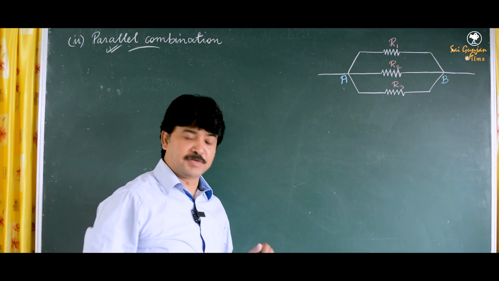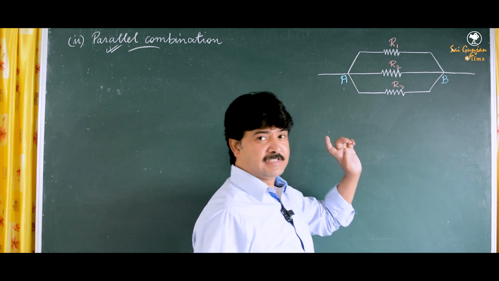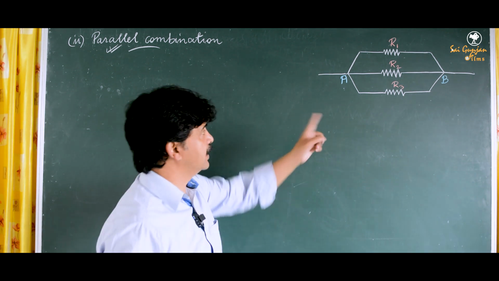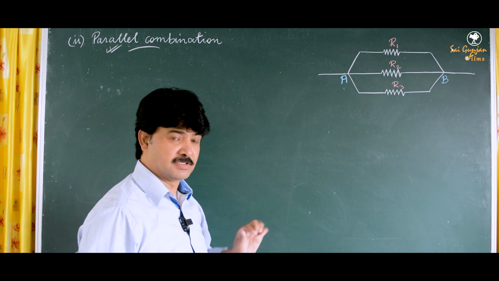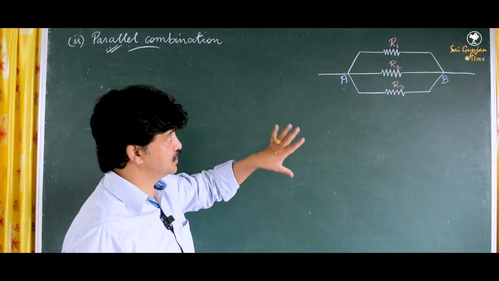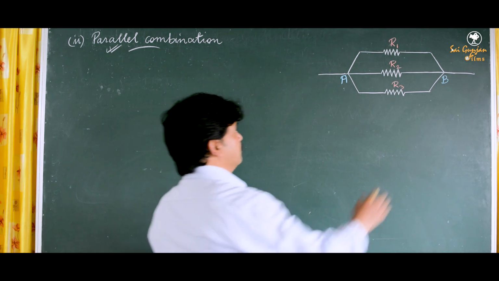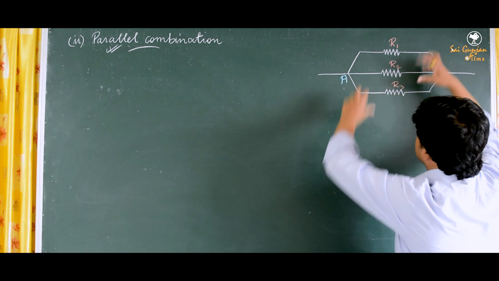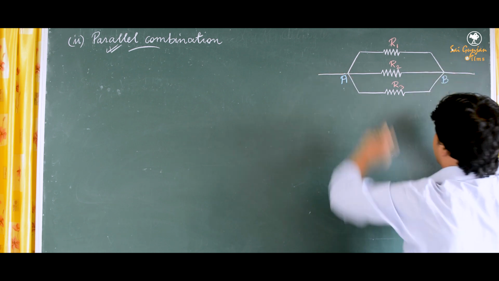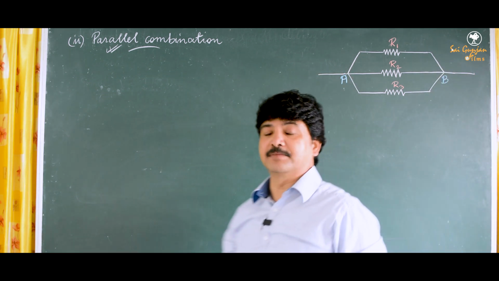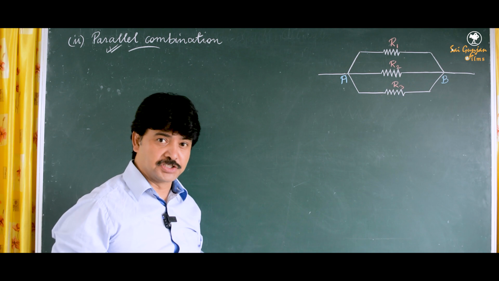Now in this diagram you can see there are three resistances R1, R2 and R3 which are connected in parallel combination. So once again, why are those three resistances in parallel combination? Because the three resistances have two common junctions at A and B. That's why that is a parallel combination.